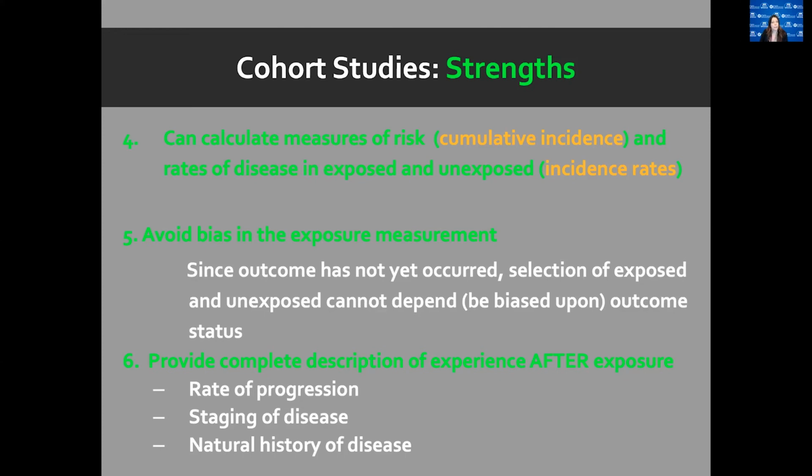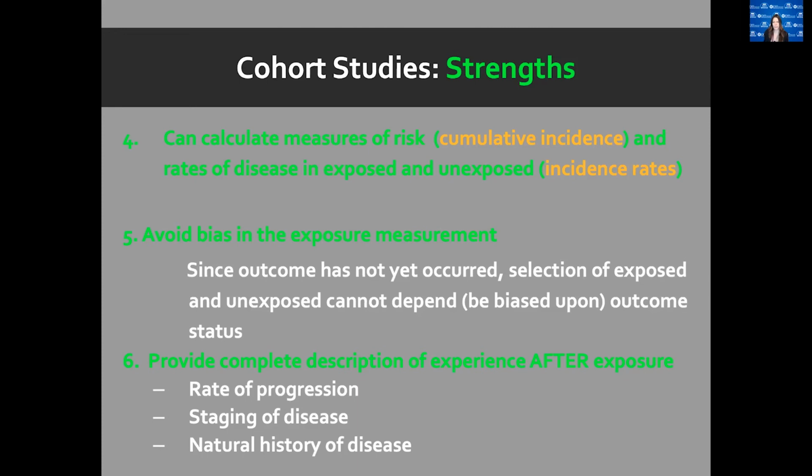And cohort studies, especially prospective cohort studies, are great because you can provide a complete description of someone's experience after exposure. And so you have probably all heard about this idea of the natural history of disease. Natural history of disease is when somebody moves from a healthy asymptomatic state into a subclinical period of disease where they may have some underlying disease-related changes that are not being shown clinically. Then you move to a clinical point of diagnosis.